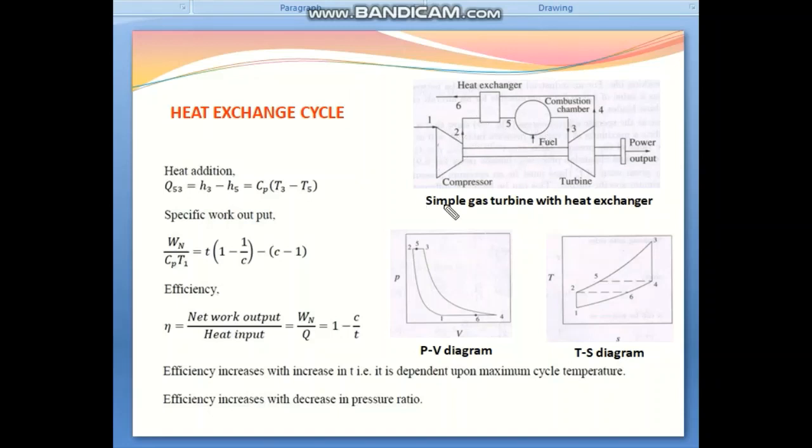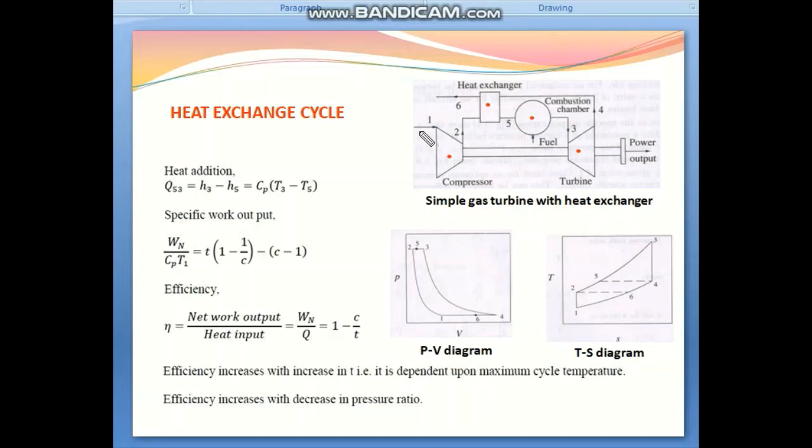In this figure, this one is the compressor, this one is the turbine, and this is the combustion chamber. These three are common, same as the Brayton cycle, and this one is the heat exchanger. Okay, let's see what happened.